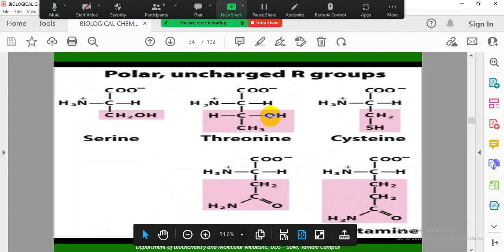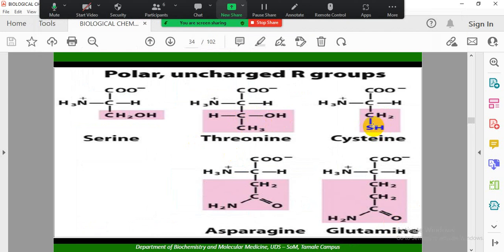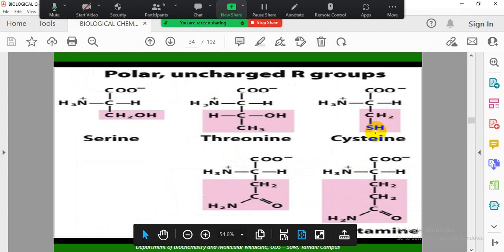Then we have what? Another polar uncharged group, SH. SH is a sulfhydryl group. There is no charge there, but it's supposed to be. When it is reduced, it becomes a charge. When it is oxidized, that's SS, it becomes charged, because the hydrogen will leave and leave a negative charge there. This one is also polar, but there is no charge. This one too the same. So this is called, is it glutamine? And this one, the name will come.